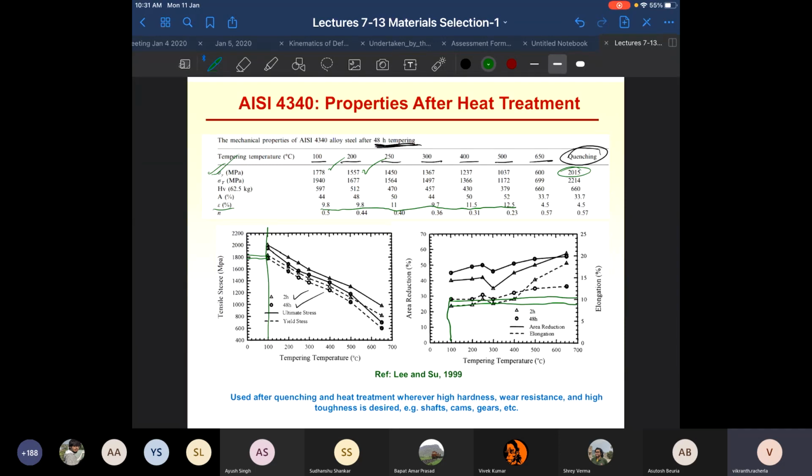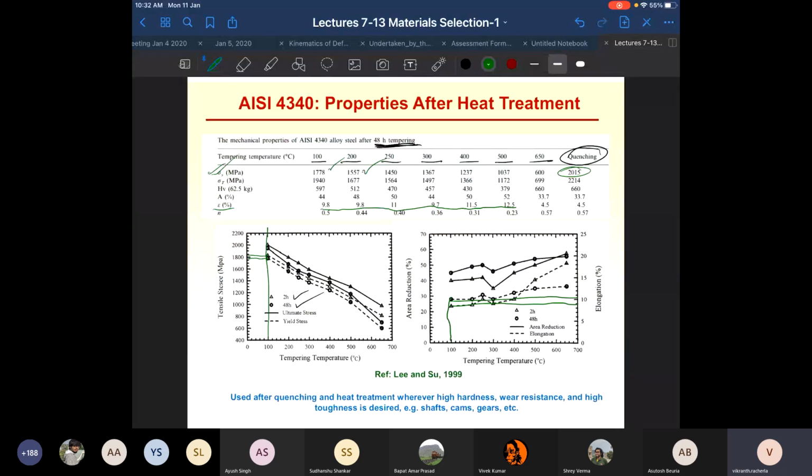Machining is done when the material is in annealed condition, but for the final part, after machining is completed, you subject it to quenching and tempering. Tempering is usually done at about 100-150 degrees for about 2 hours in order to increase the hardness of the material and get a reasonable amount of ductility within the material. So for this 100-150 degrees of tempering, the yield strength that you get is close to 1.8 GPa.